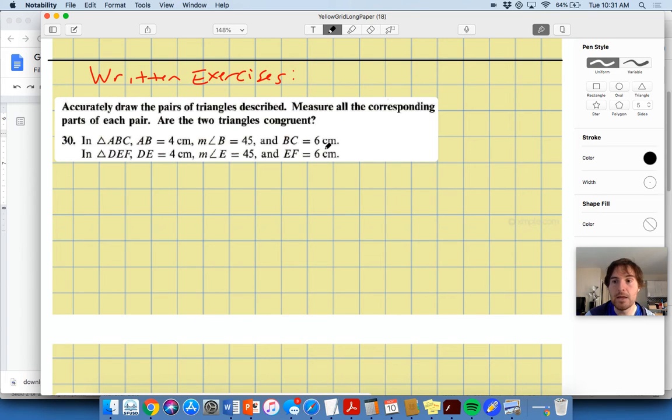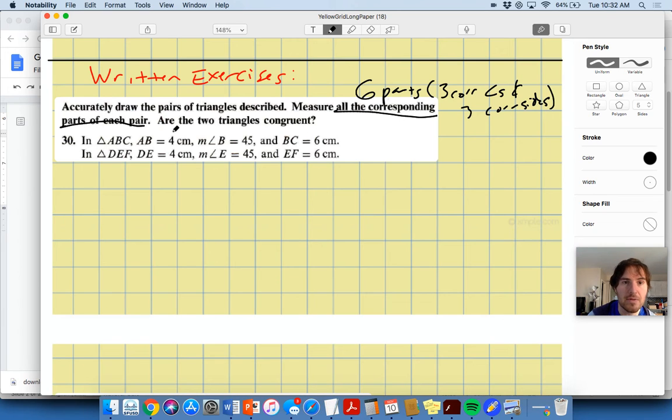So how many corresponding parts are there of a triangle? It says measure all of the corresponding parts of each pair. And so that would mean 6 parts, right? 3 corresponding angles and 3 corresponding sides. So it's asking you to do this, where right now it's actually only giving you 2 sides and 1 angle. 2 sides and 1 angle.